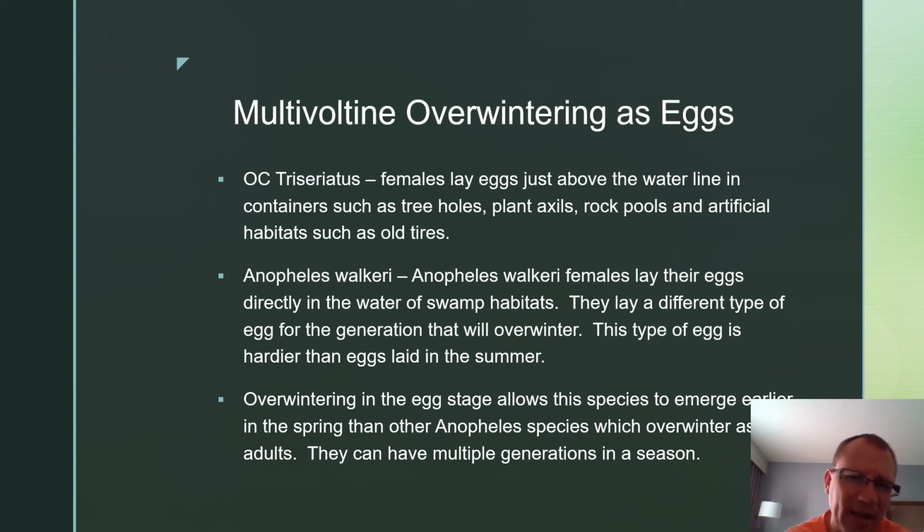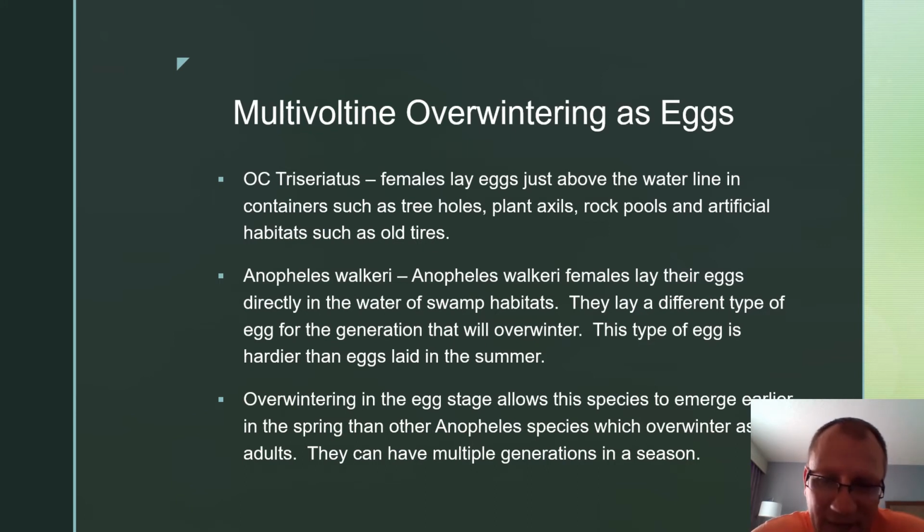Looking further into multivoltine mosquitoes that overwinter as eggs, Ochlerotatus triseriatus females lay eggs just above the waterline in containers such as tree holes, plant axils, rock pools, and artificial habitats such as tires. Coquillettidia perturbans females lay their eggs directly in the water of swamp habitats. They lay a different type of egg for the generation that will overwinter. This egg is hardier than eggs laid in the summer.